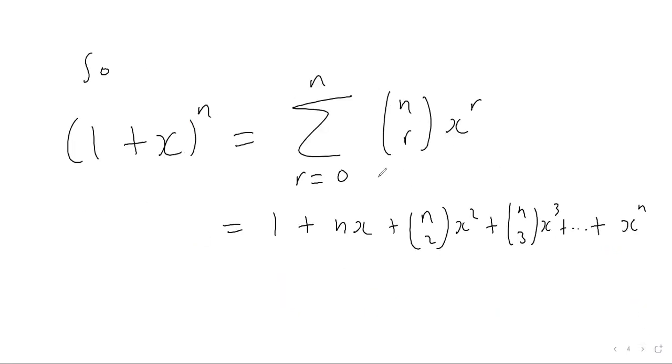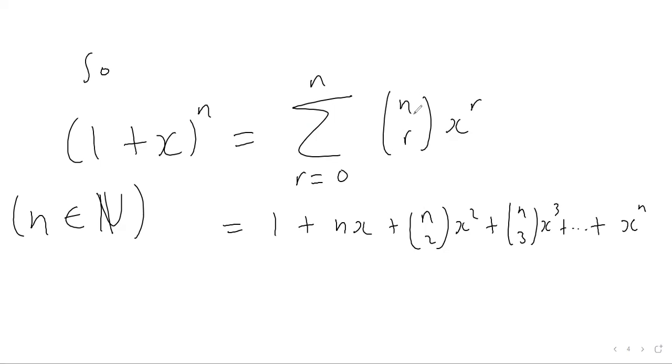So a general rule in which we can write this: 1 plus x to the power of n, where n is a natural number. This is the key thing: n must be a positive whole number for this to be true. This is going to be the sum, using sigma notation. We sum our n choose r times x to the power of r, from 0 up to n.